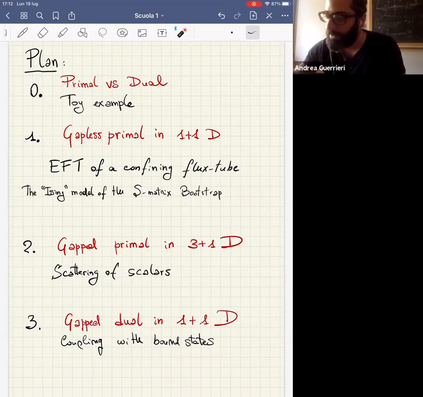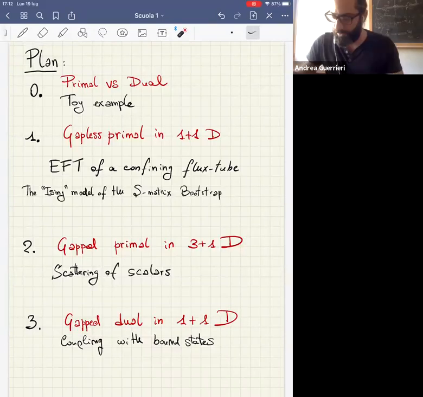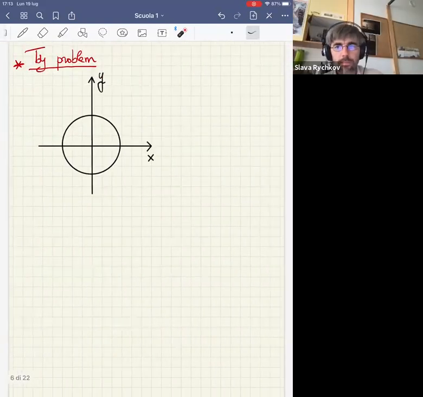And then if there is time, I'm not sure, but if there is time, I will say a few words about the dual version of this problem. And then in the next lecture, we will go to higher dimensions and study some gapped primal problems in higher dimensions. I will provide a notebook and integrals so you can play with them if you want. And then in the last lecture, we'll be mostly focused on the dual. Is there any question about the plan? Please interrupt me anytime if something is not clear.